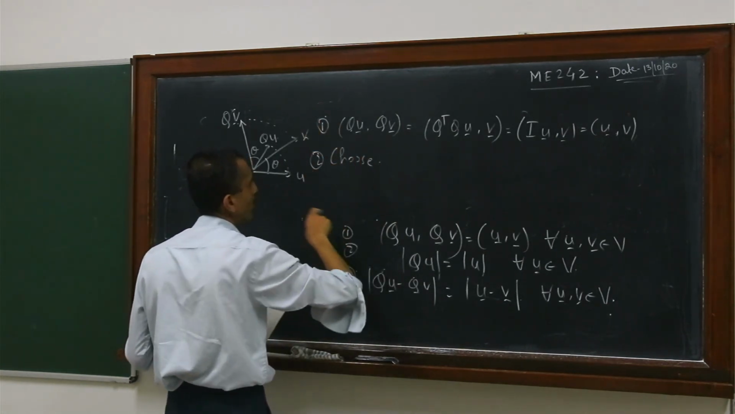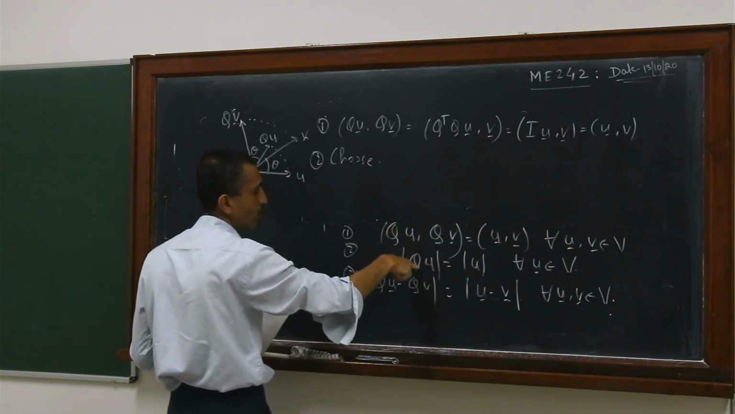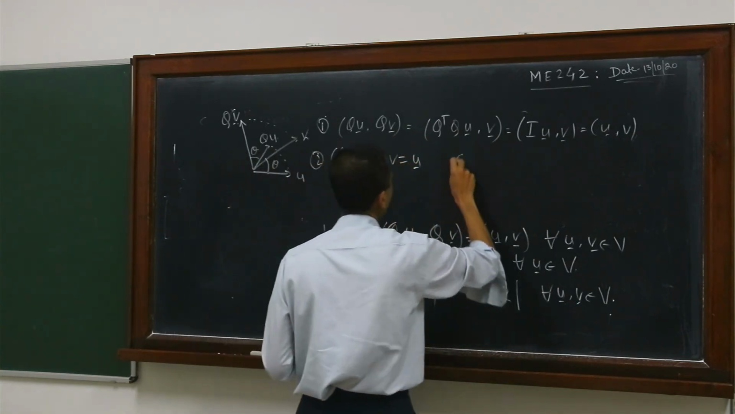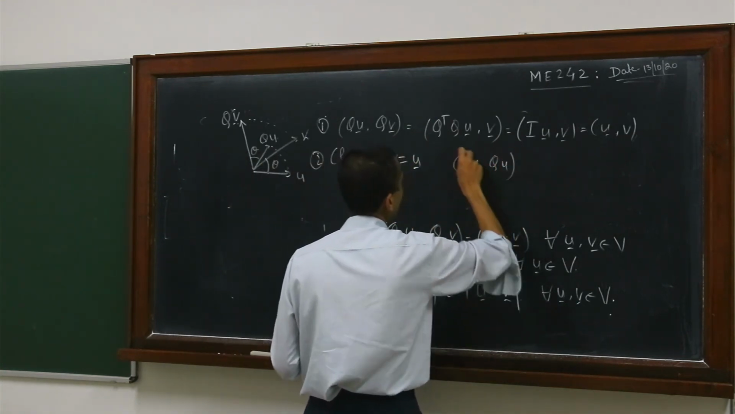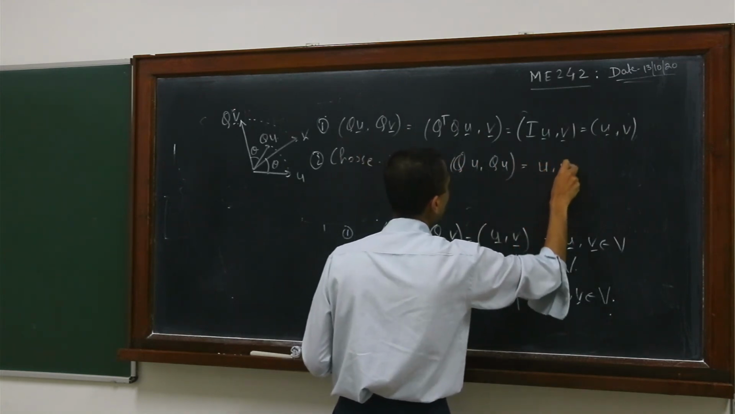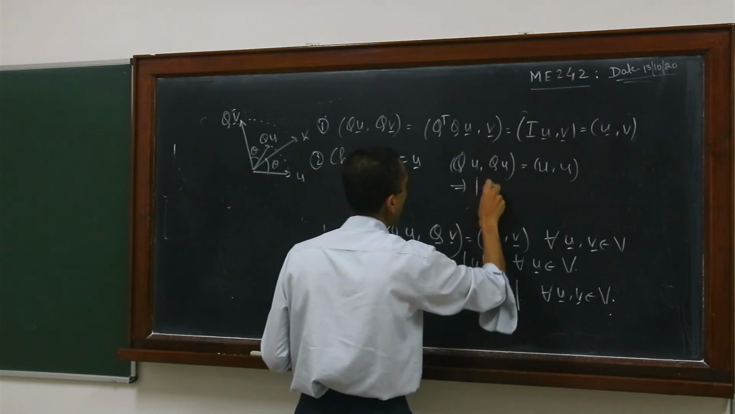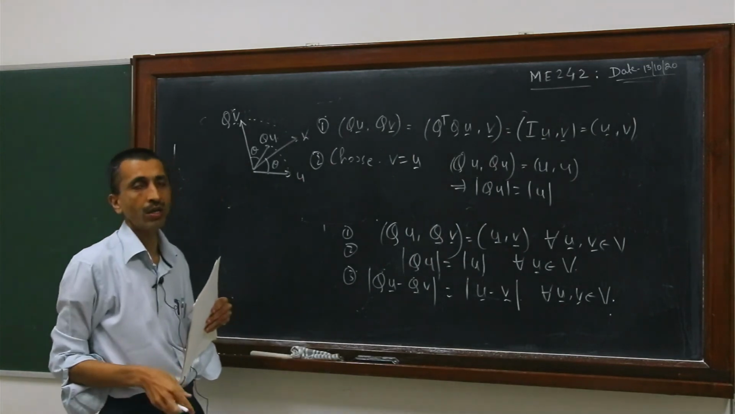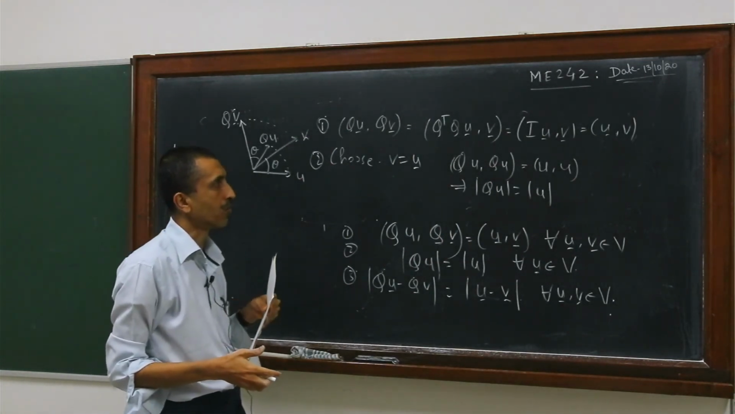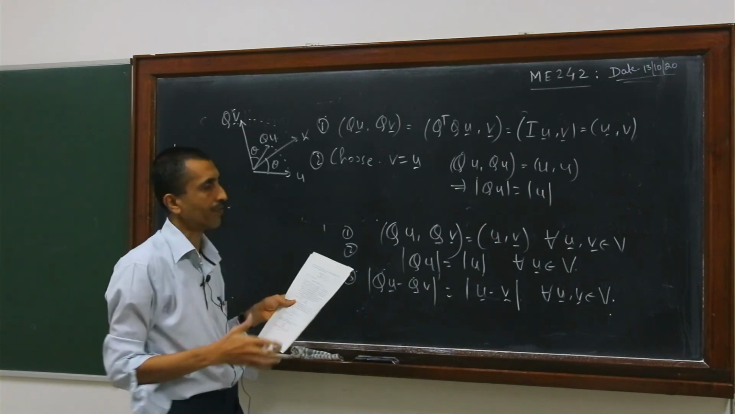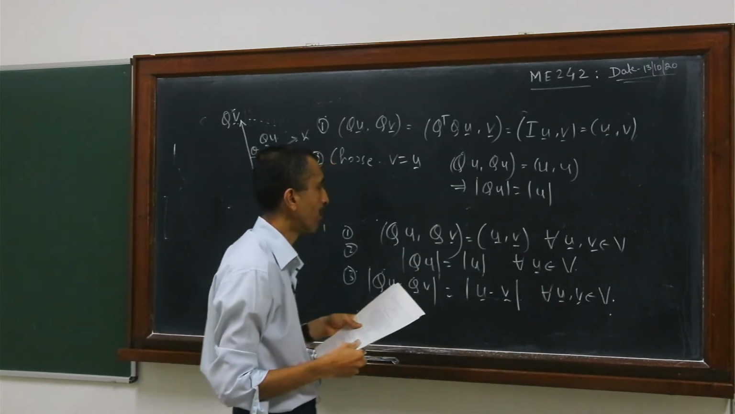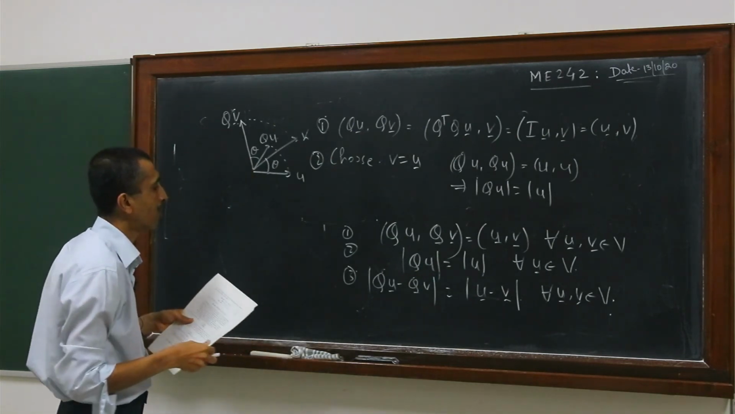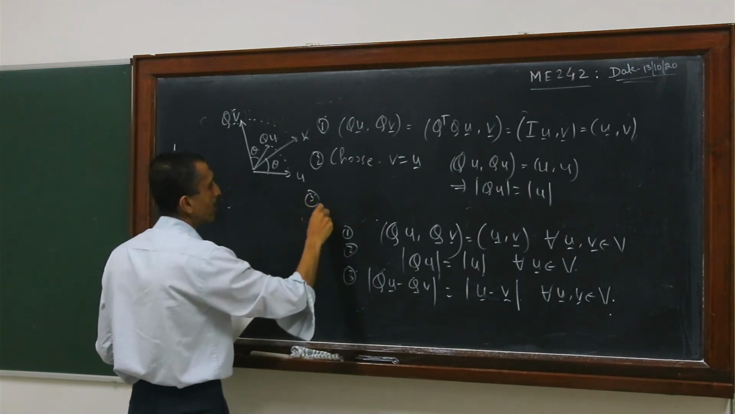So the proof for the second one. If I want to go from 1 to 2, then choose V to be U. Then I will get that QU comma QU is equal to U comma U, and so this implies that the norm of QU is equal to the norm of U, because the norm, if you recall, is simply the square root of that, and it's a positive quantity, so we are taking the positive square root, and you'll get that the norm is the same.